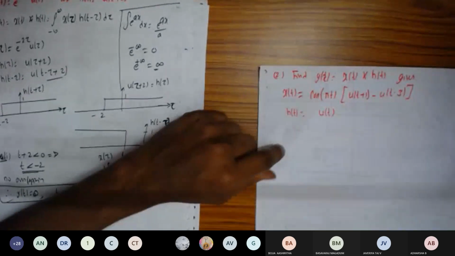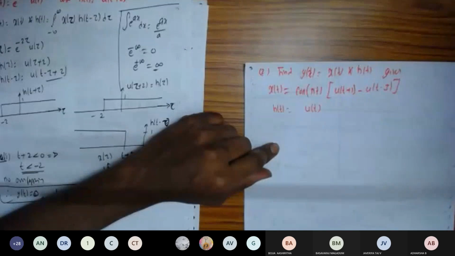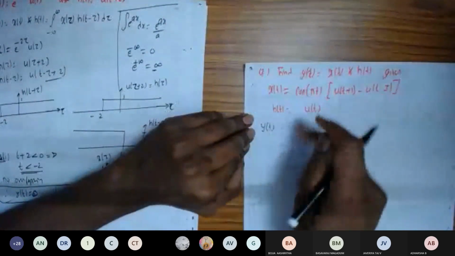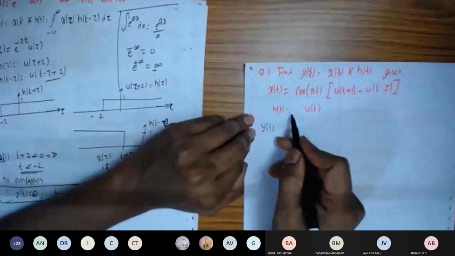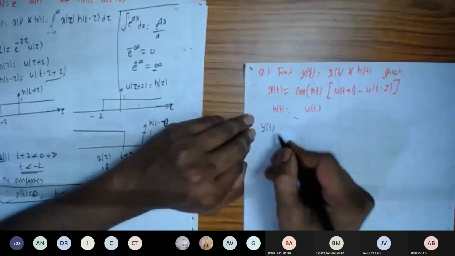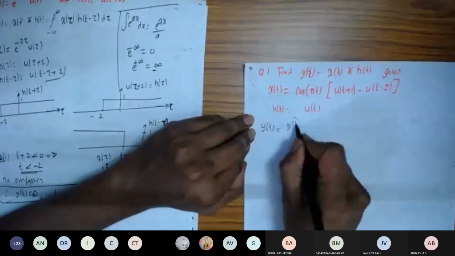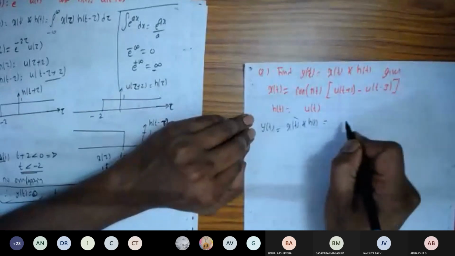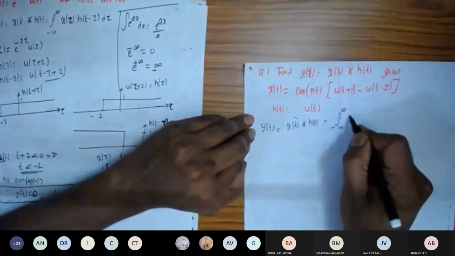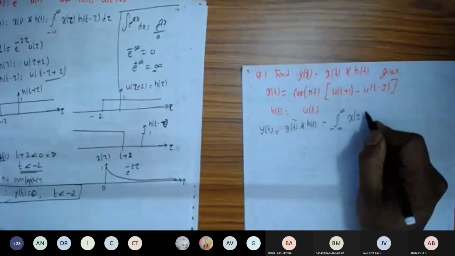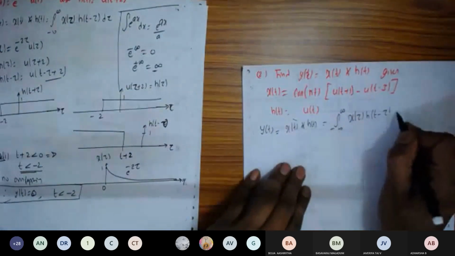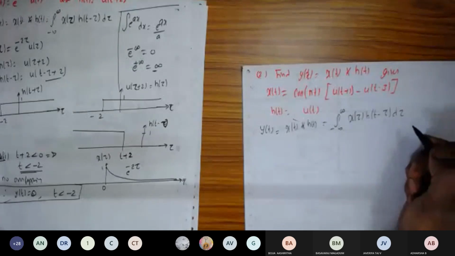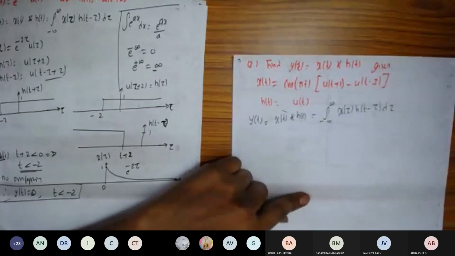Okay. Now let us plot the waveform for this one. So let me write the convolution formula. So y of t is equal to x of t convolution with h of t. Among these two, you can see h of t is the simplest one. Let us introduce the shift in this one here. So the formula is the integral from minus infinity to plus infinity of x of tau into h of t minus tau d tau.